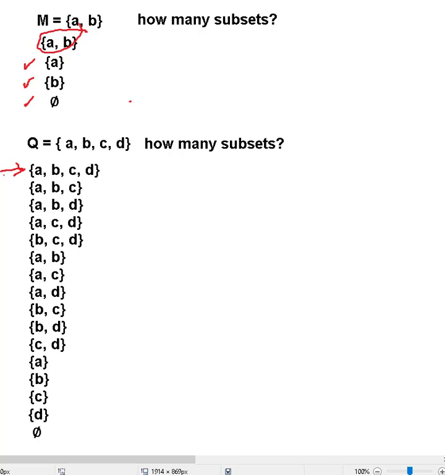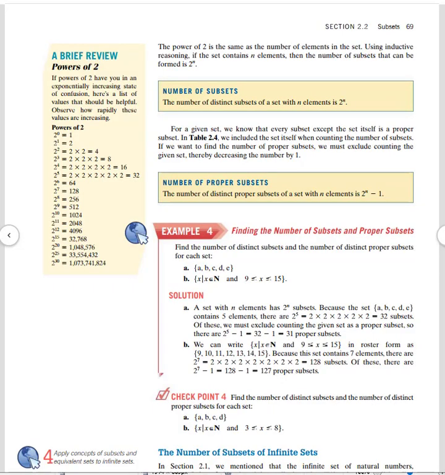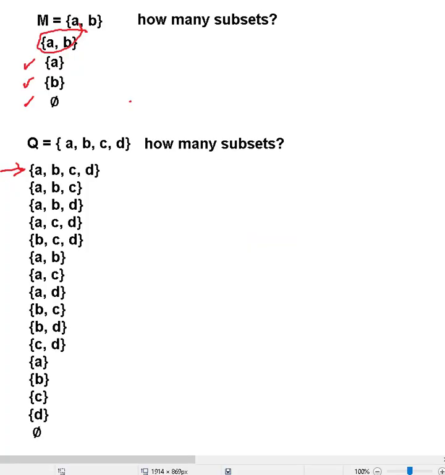In general, if I want to find out how many subsets there are, do I have to list all of them, or is there an easier way? As it turns out, there's an easier way. You just count how many elements there are in the set and raise 2 to that power. So with set M, it has 2 elements. That means 2 to the second power, I should have 4 subsets. And that means I can take 1 away from that and have 3 proper subsets.